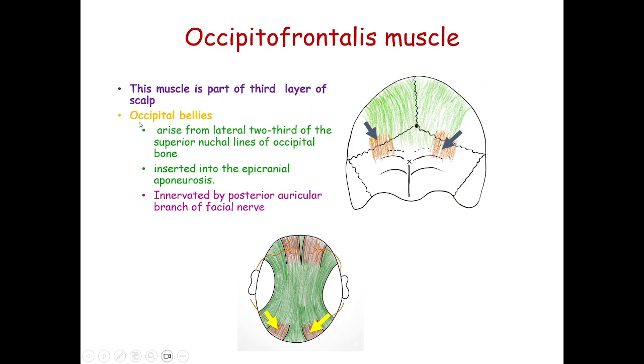The second is occipital bellies. So behind, two occipital bellies are present. They arise from the lateral two-thirds of the superior nuchal lines in the occipital bone. So here you can see these are superior nuchal lines, and this muscle is originating from the superior nuchal lines. As the muscle goes up in front, it inserts into the epicranial aponeurosis. These bellies are innervated by the posterior auricular branch of the facial nerve.